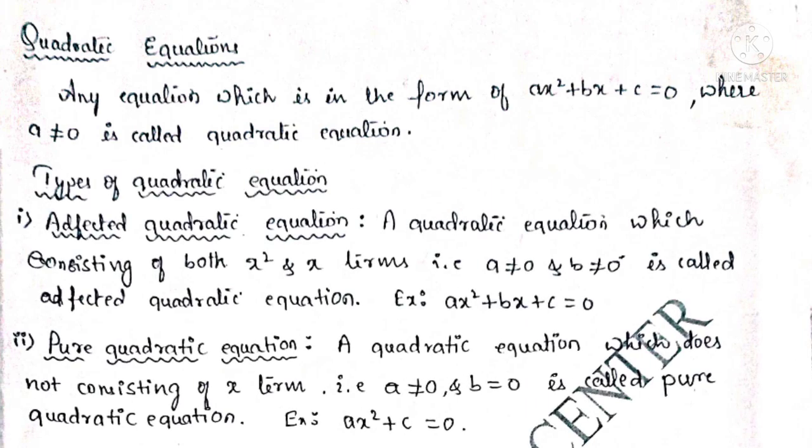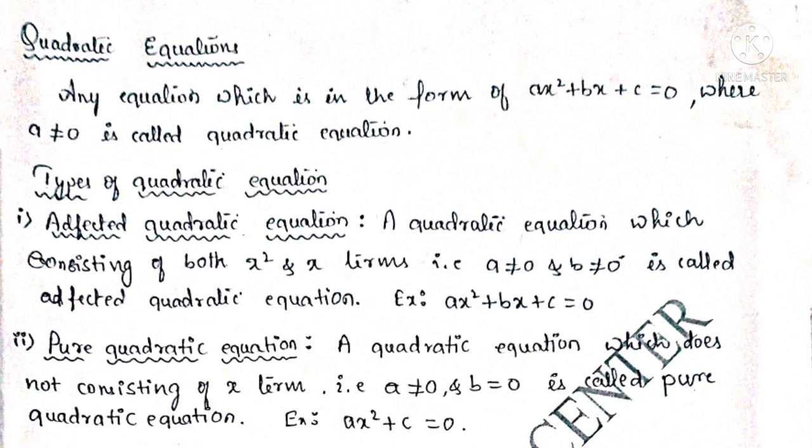Types of quadratic equations. There are two types of quadratic equations. One is the affected quadratic equation and the second one is the pure quadratic equation. What actually is the affected quadratic equation? Any equation consisting of both x square and x terms. That is nothing but the value of a and b should not be 0 in the given quadratic equation. Then such kinds of equations are called affected quadratic equations.